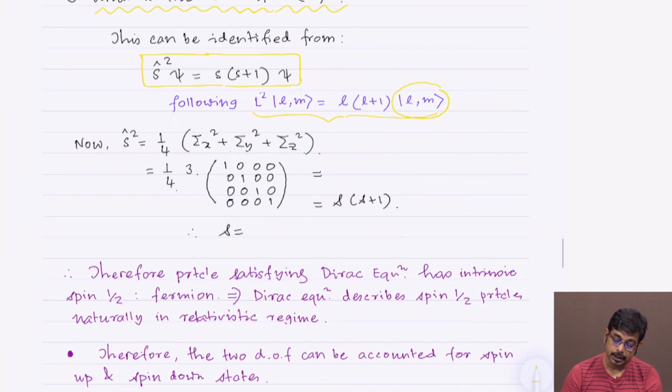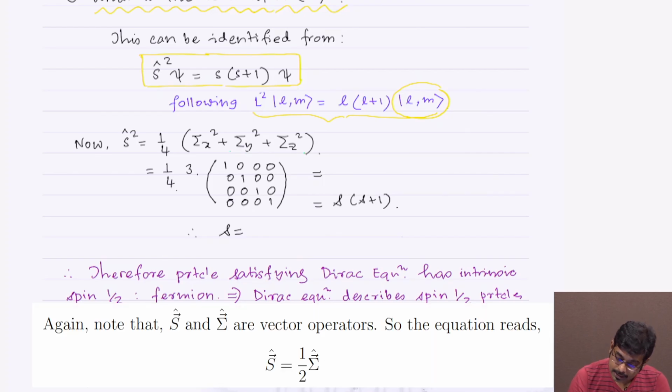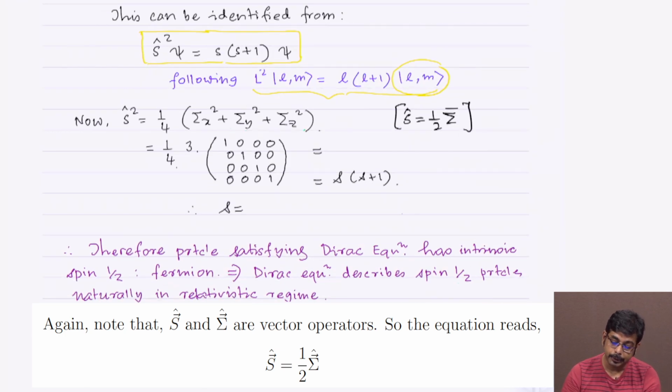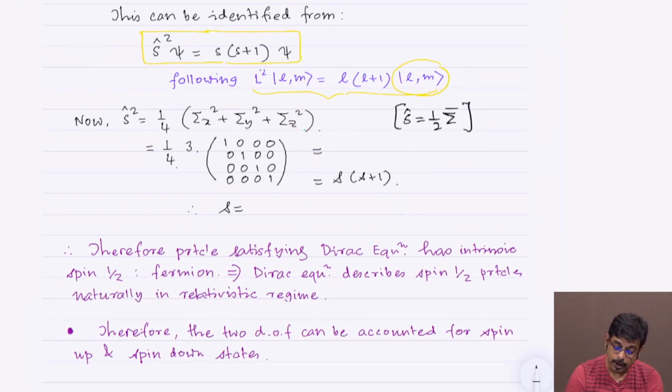This is what we studied in quantum mechanics. Now, what is S squared? S squared is 1/4 (sigma x squared + sigma y squared + sigma z squared), because the S operator is nothing but half of sigma. So, it is very easy to understand that this will be 1/4 of sigma x squared plus sigma y squared plus sigma z squared. Now, let us compute sigma x squared, sigma y squared and sigma z squared.